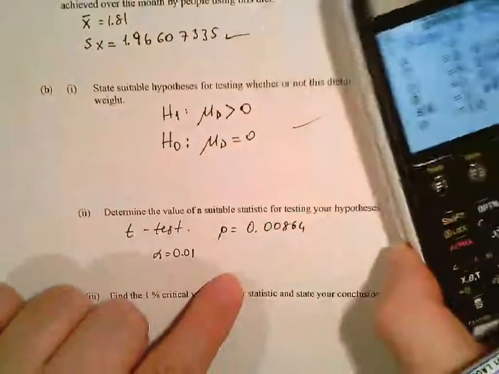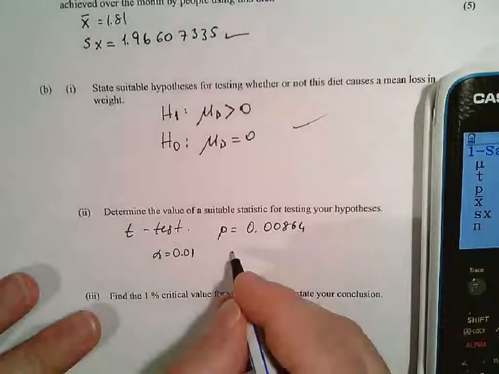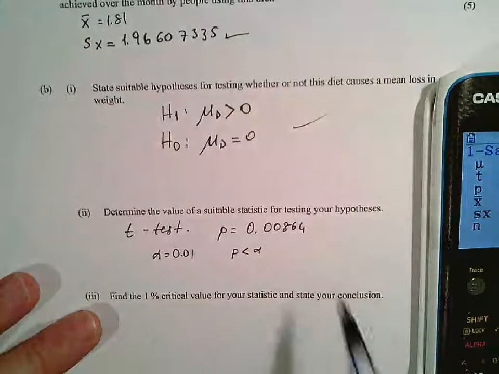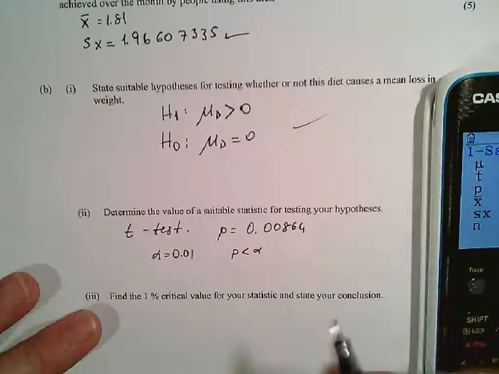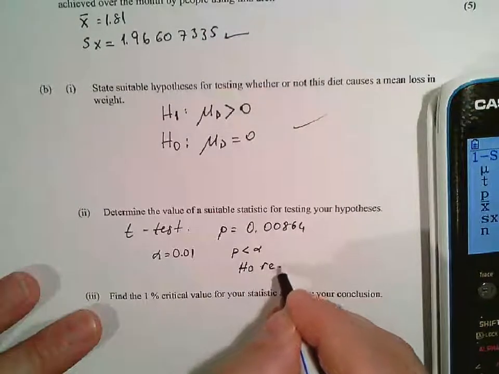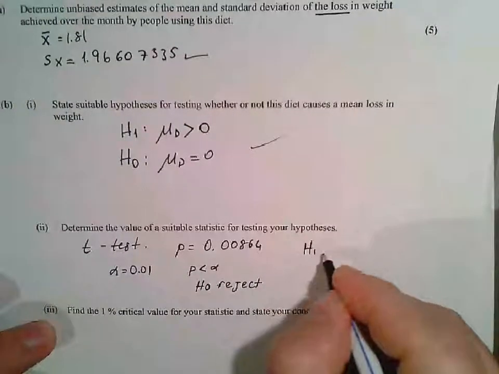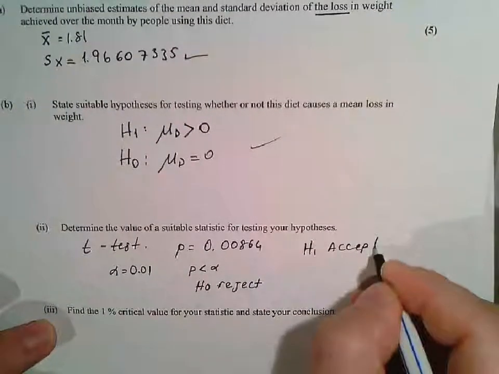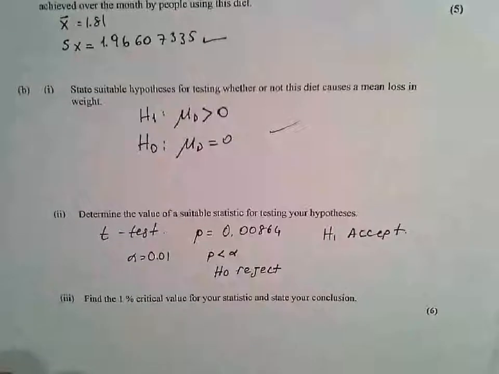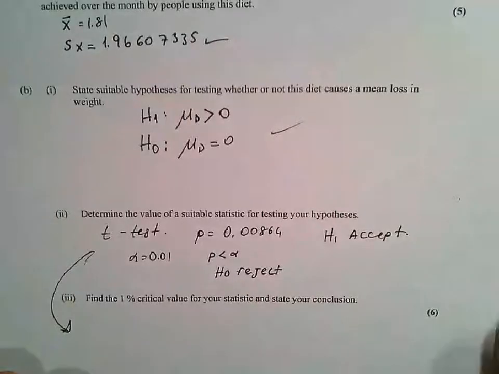What do you think? Are we going to reject the null hypothesis or accept the null hypothesis? The p-value is less than alpha, that means it's in the rejection area, right? So we reject the null hypothesis, reject. So the alternative hypothesis, accept. That means this diet works.